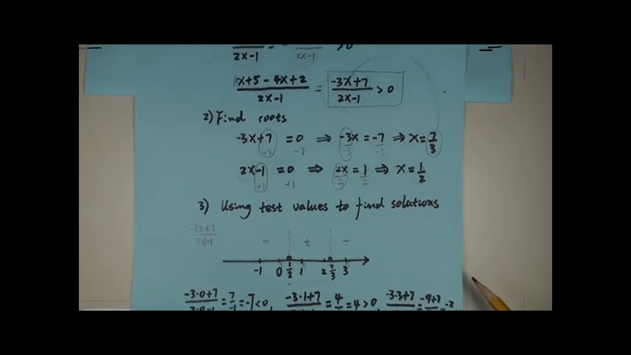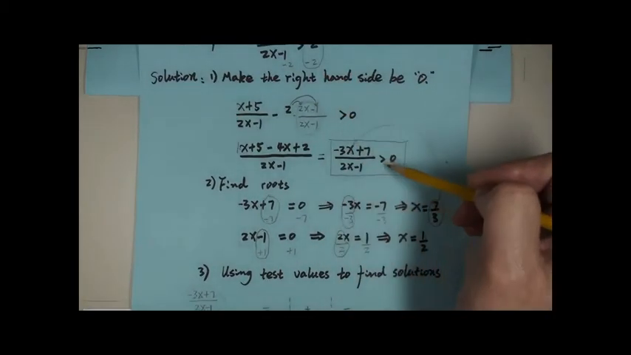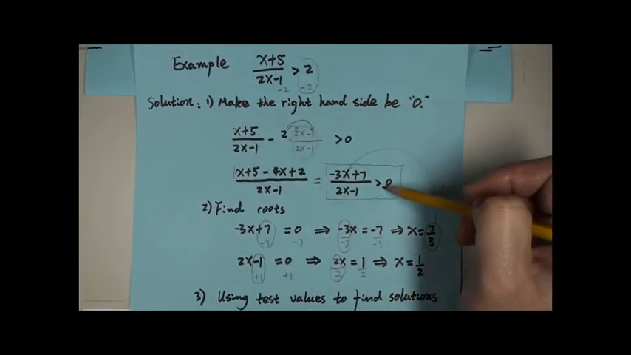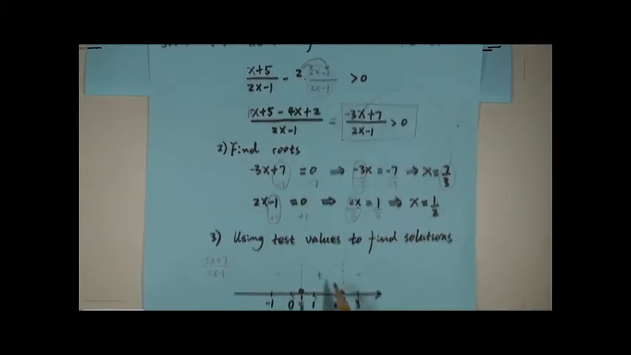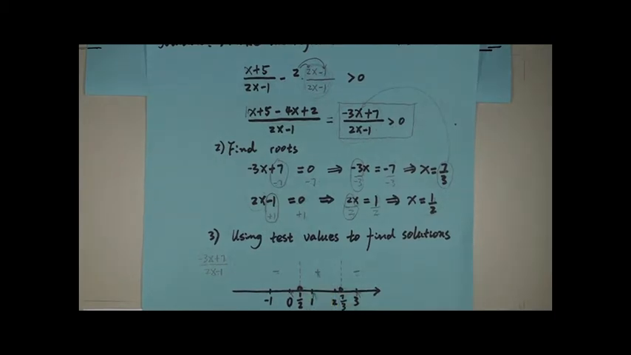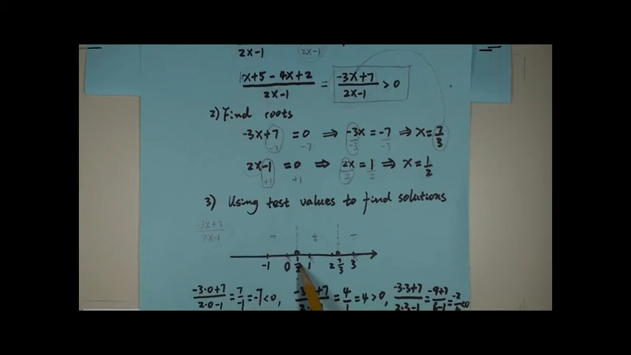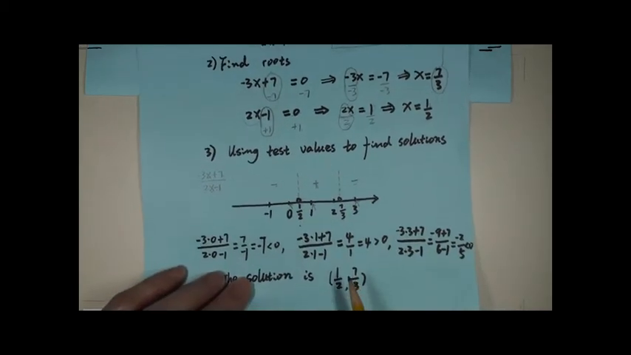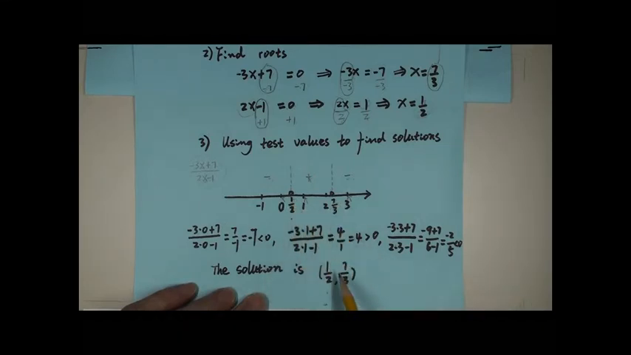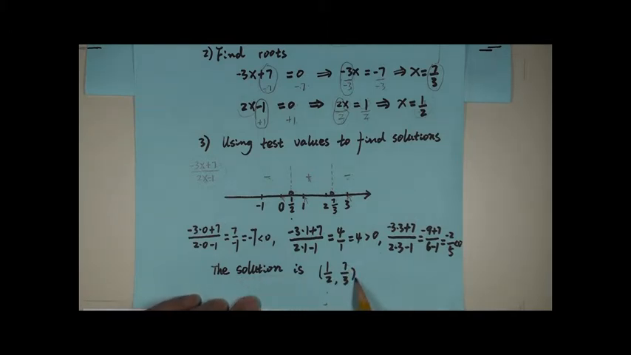Now, what do we need? We need greater than 0, because this one is converted to that. And then you want to choose greater than 0. It has to be all the values in between, which is positive. So between 1/2 and 7/3 is the solution. Remember, those 2 points are not included, so you use the round bracket.